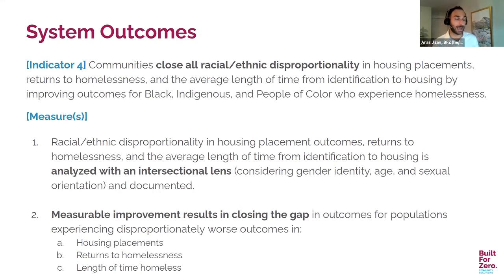The 2 ways that you might measure this are first, analyzing, and here we suggest using that intersectional lens, considering things like gender identity, age, sexual orientation. I would layer on here even region, if you're a big geographic area, right? We know that one thing that's relevant is, where are people accessing the system? So lay all your data out on a table and start to look at what your baselines are and identify where there might be that disproportionality, right? So are there certain groups of individuals or households that have a much longer length of time, or that have a much lower housing placement exit rate, or that have a much higher rate of return to homelessness? And then you sort of close the gap, right, in outcomes for populations for those 3 metrics over time.